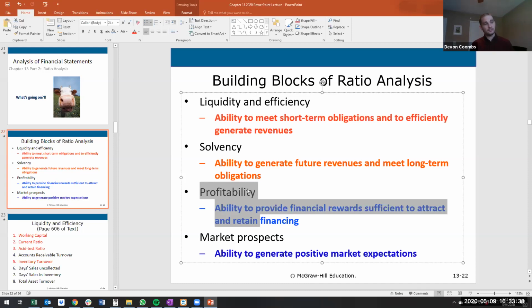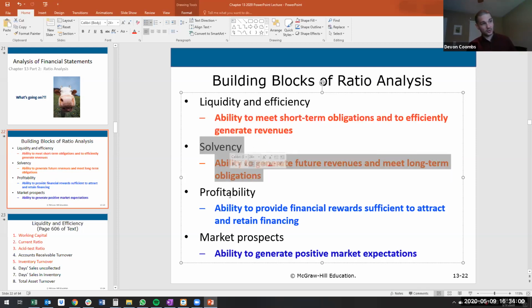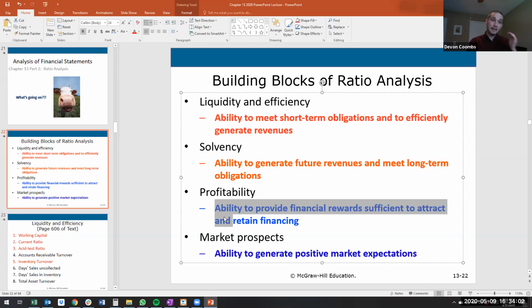What ties into all of this is profitability, right? And so all of these are separate metrics that we want to assess. Profitability: is the company able to provide financial rewards sufficient to attract and retain financing? And so it doesn't matter at all if I'm liquid and solvent if I'm not making profit, right? So I know, okay, I can pay my obligations to my short-term creditors. I can pay it to my long-term creditors, but let's say I'm not profitable.